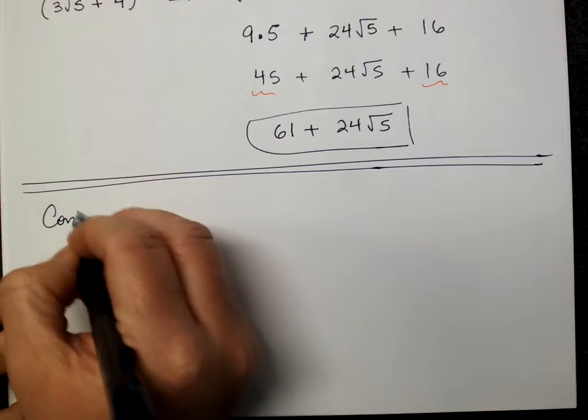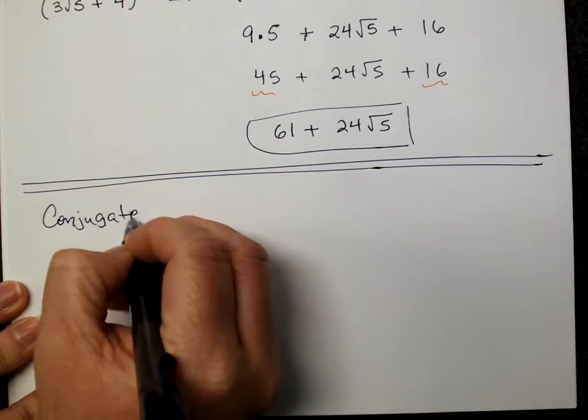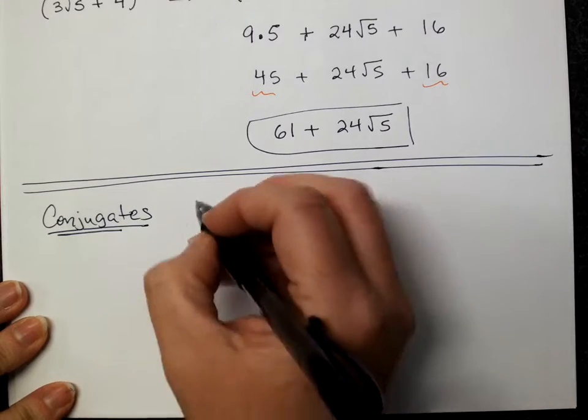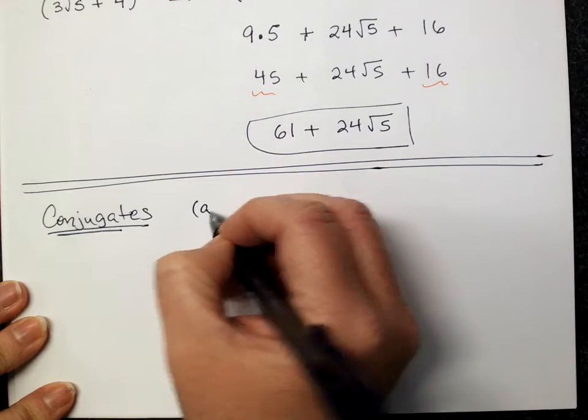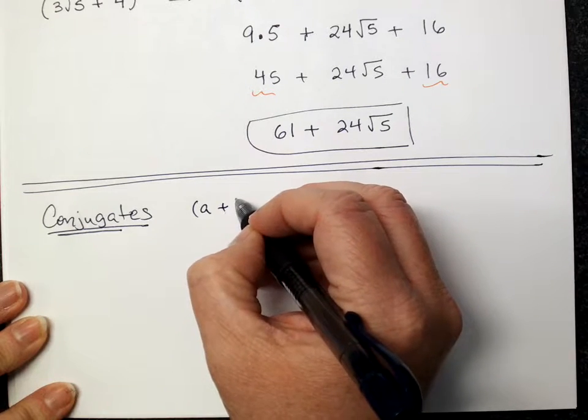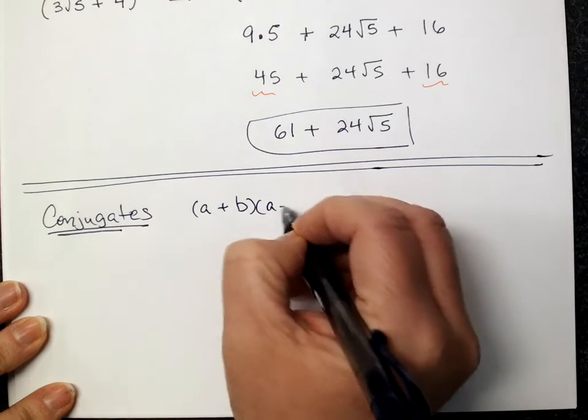So conjugates is our third special product. And conjugates are when we have the same a's and b's, just like with binomial squared, but instead of 2 pluses or 2 minuses, we have 1 plus, 1 minus.